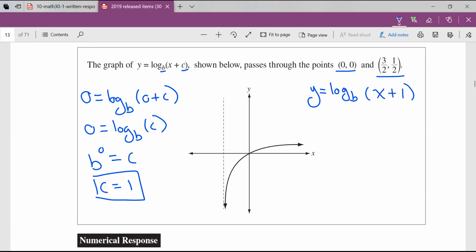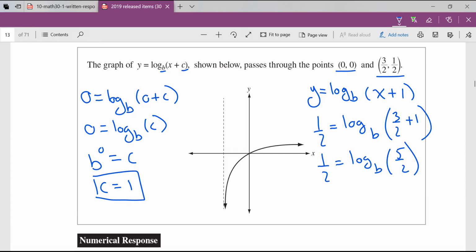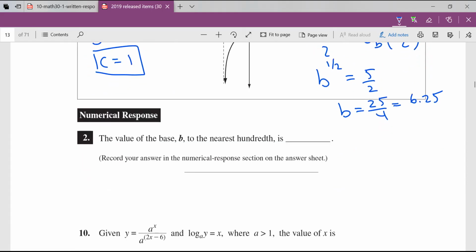And now to find the value of the base, I'm going to sub in this second point right here, like that. And I'm just going to start solving for that base value. Well, 3/2 plus 1 is 5/2. And now I've got to switch it to an exponential. So b to the 1/2 is equal to 5/2, right? Square both sides, because squaring and square rooting are inverses. That's 25/4. And I believe if you put that into your calculator, you should get 6.25. So the value to the nearest hundredth is 6.25.